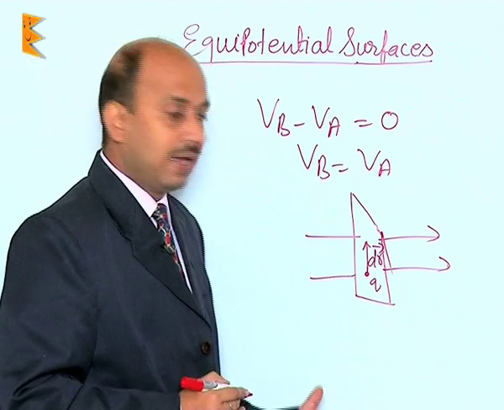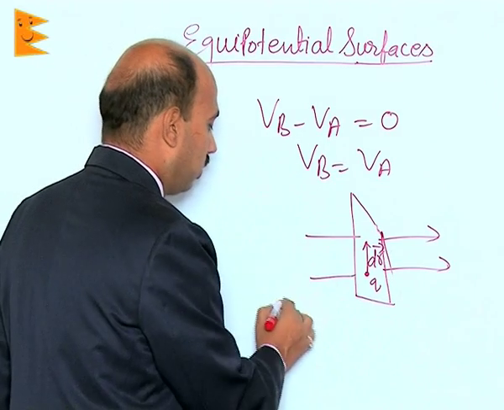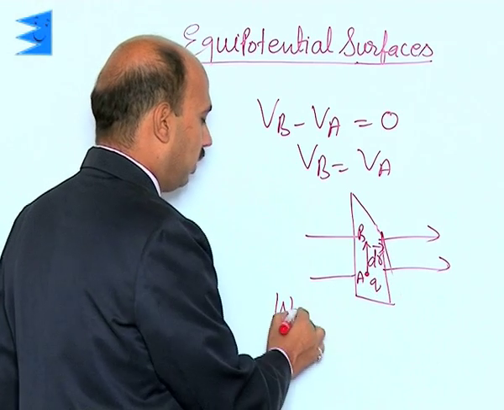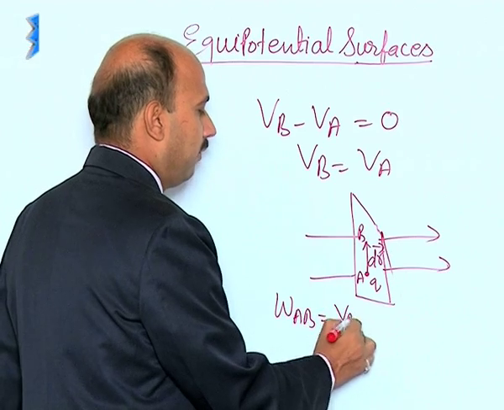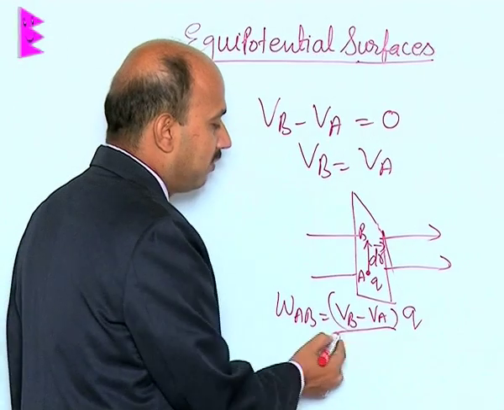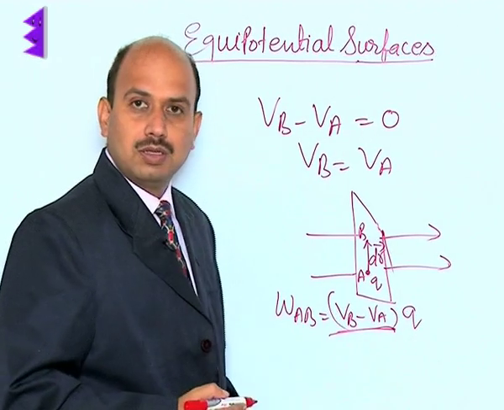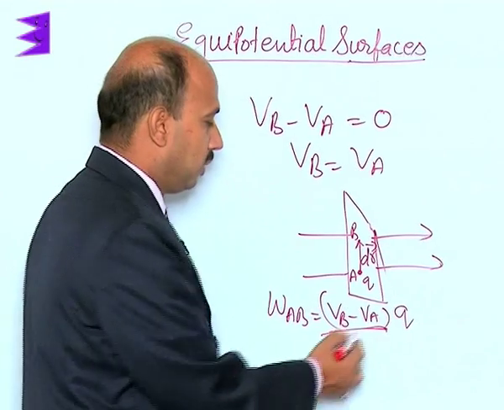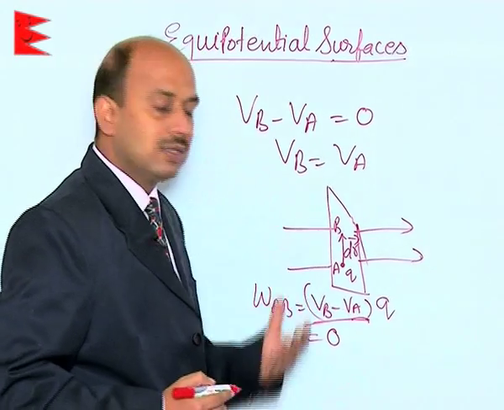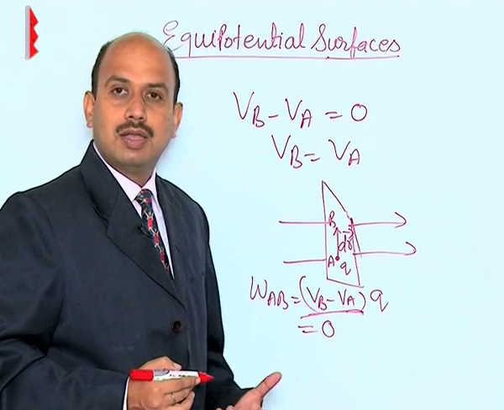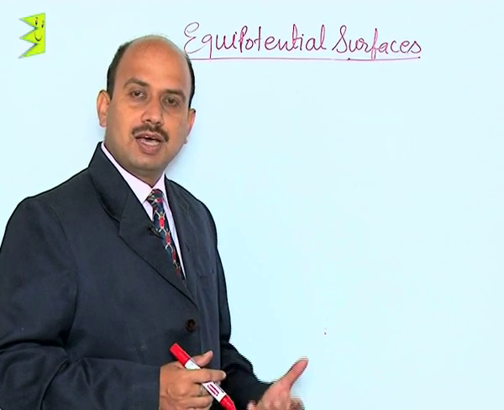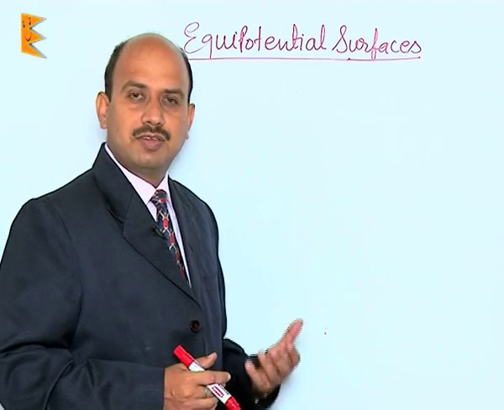In this case we can write the work done to move from A to B, W A to B, is equal to Vb minus Va into q. But Vb minus Va is equal, because that is an equipotential surface, so this will be 0. So work done is 0. So when the charge is moved from one point to another in an equipotential surface, work done is 0.